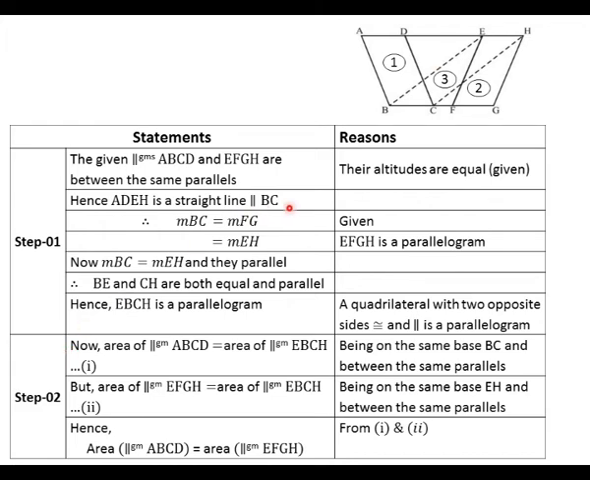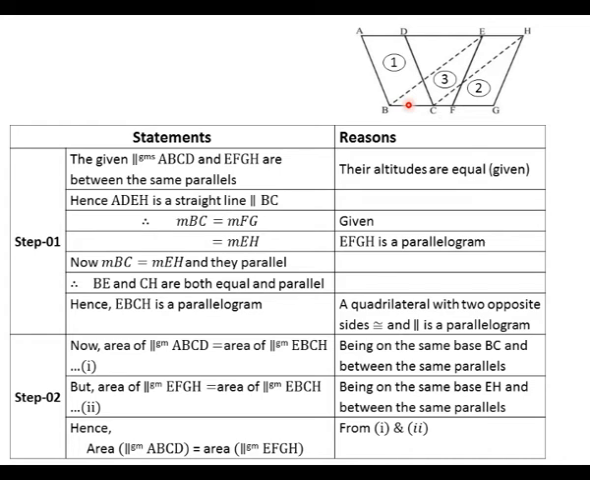Now in step 2, first we compare parallelogram 1 with 3, that means parallelogram ABCD with EBCH, and then we will compare parallelogram 3 with 2. First we are comparing 1 and 3. If you look at these parallelograms, this BC is the same base. We can say that this is the common base of both parallelograms.